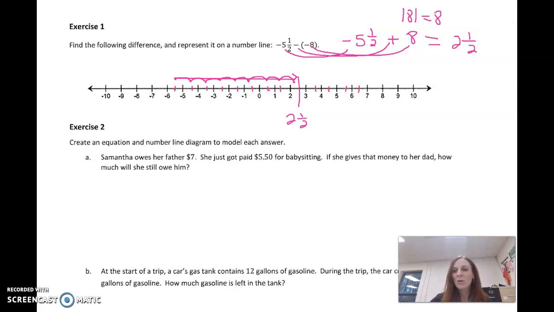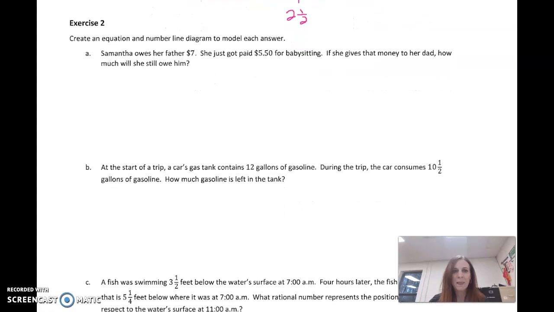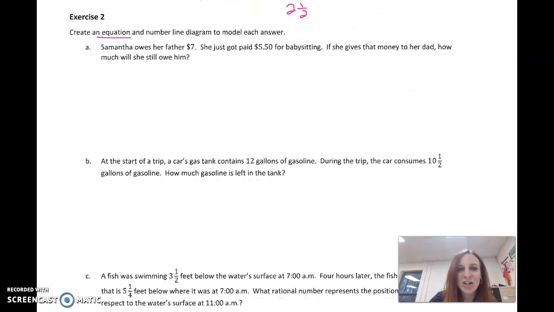All right, so let's get into some problems that are going to look a lot like your homework, so make sure you pay really close attention to this. It says create an equation and a number line diagram. You need to do both. So Samantha owes her father $7. Now, if she owes him $7, the integer that would represent that for me is a negative 7. And then she got paid $5.50. So that's a positive. So she owes her dad 7. She gets paid $5.50. And that equals the amount of money she has left after she pays dad back. There's my x. There's my equal sign. This is the equation I'm looking for.